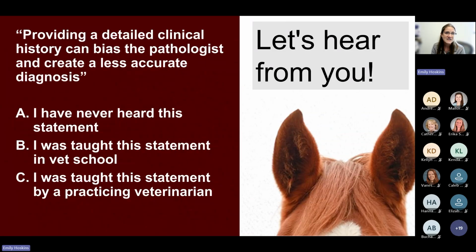So here is our first interactive moment, and I wanted to ask you about this statement. Providing a detailed clinical history can bias the pathologist and create a less accurate diagnosis. I'm curious if you have never heard this statement, if you were taught this statement in vet school, if you were taught this statement by a practicing veterinarian, or you please feel free to put D in the chat, which is none of this applies to me.